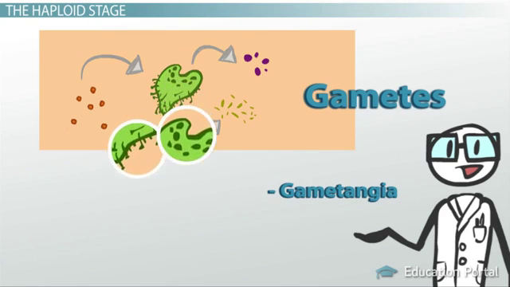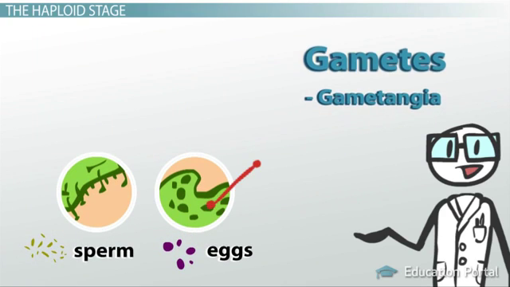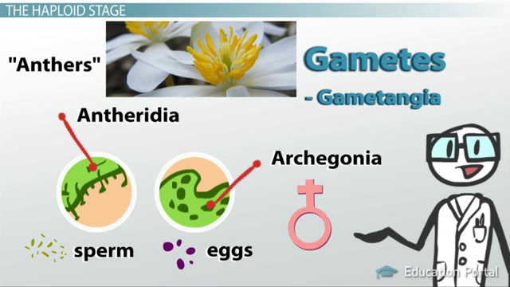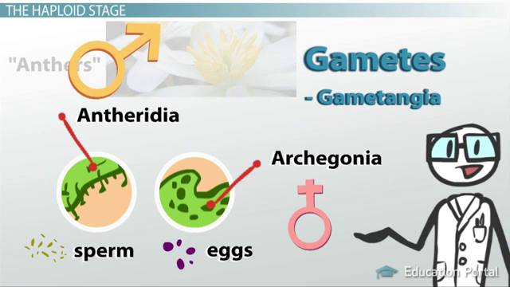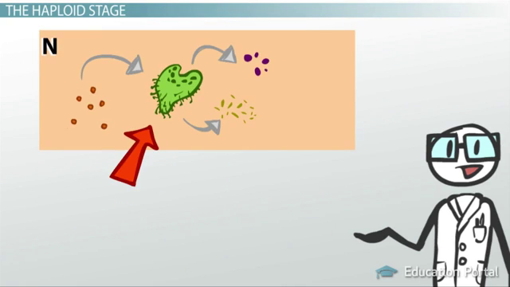There are two types of gametangia. One produces eggs and the other produces sperm. The archegonia are the female gametangia that produce one egg at a time. The antheridia are male gametangia that produce many sperm. You may be able to remember which gametangia are male and which are female because anthers are male structures in flowers that produce sperm. If you know that anthers produce sperm, you can remember that antheridia also produce sperm and, therefore, are male.